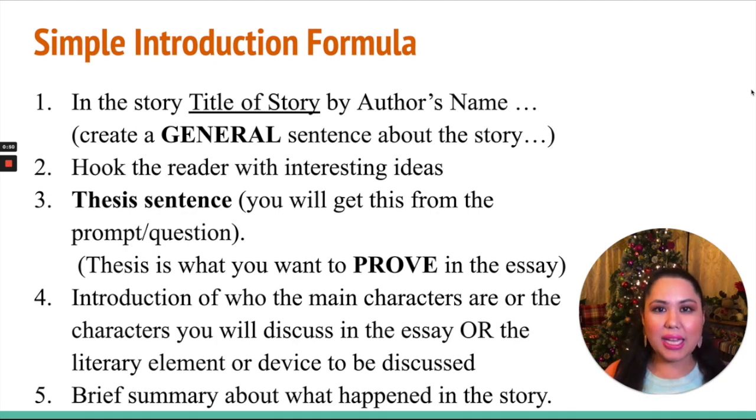Now let's look at it in depth. Number one, this is the sentence you will have. In the story, put your title of the story, by author's name, and then create a general sentence about the story. It can be a general sentence about the story. It can be a general sentence about life. It can be a general message, something interesting and to the point, and something that gets your reader's attention.